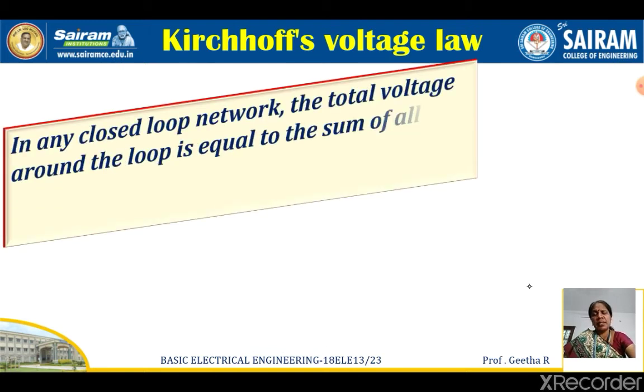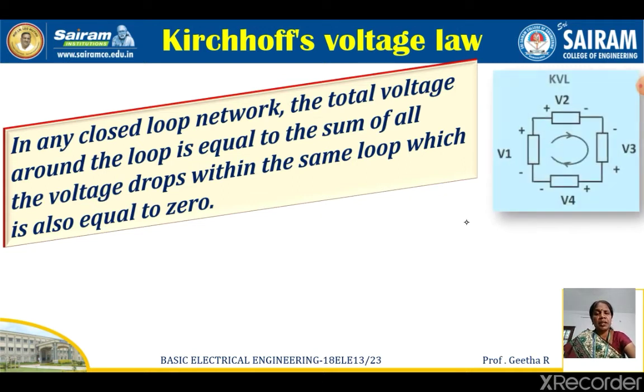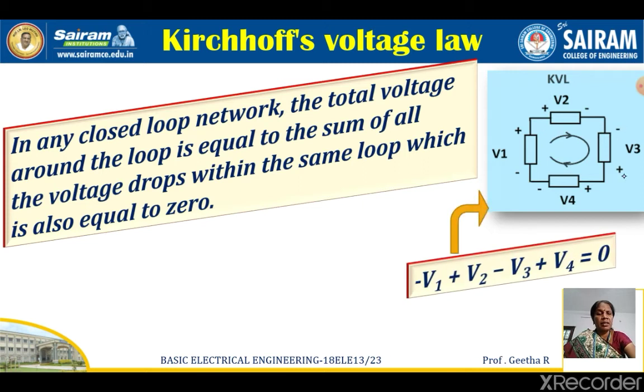Kirchhoff's voltage law. In any closed loop network, the total voltage around the loop is equal to the sum of all the voltage drops within the same loop, which is also equal to 0. In a closed loop network, you see here, this is called a closed loop. The starting point you can trace, so it is the closed one. Here the algebraic sum of all the voltages is equal to 0, or the sum of the voltage rises is equal to the sum of the voltage drops.